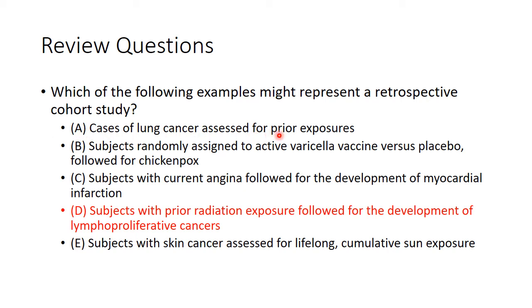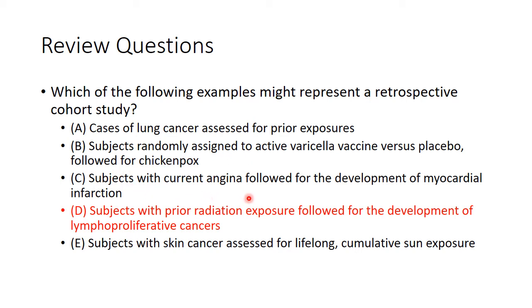Cases of lung cancer assessed for prior exposures. We're looking at people who had lung cancer, and then looking to see what risk exposures they had previously. It's more like a case control study, or if you did not have a control to compare them to, a case study. Subjects randomly assigned to active varicella vaccine versus placebo, followed for chickenpox. It's a prospective study, good. And what type of study is it? It's an RCT, randomized controlled trial. That would not be correct.